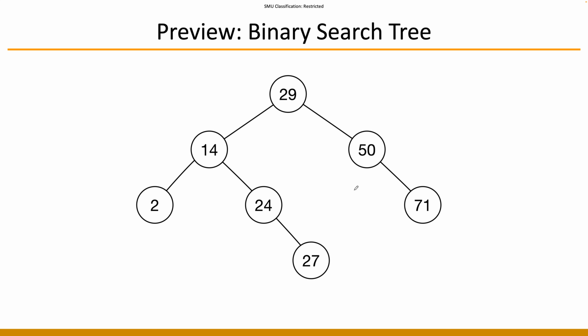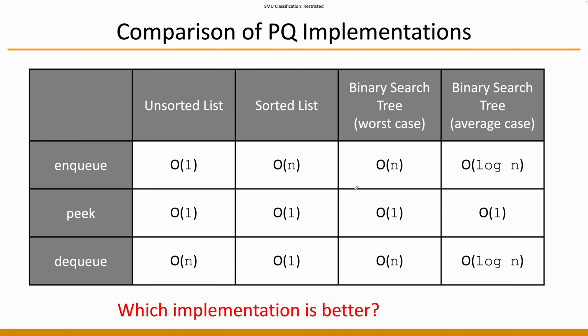You'll probably appreciate it more next week when we have a proper introduction of the binary search tree. Finally, this is the comparison between different kinds of priority queue. You have an unsorted list, in which case your enqueue is fast, your peek can be fast as well, but your DQ will be slow. Or you keep it as a sorted list, then you have O(n) and O(1). And if you have a binary search tree, in the worst case it is still n for both enqueue and DQ, but on average, which is the practical case, you have log n and log n.